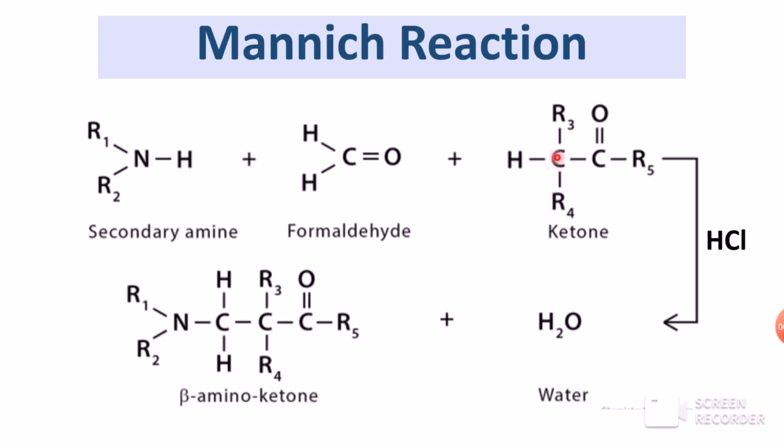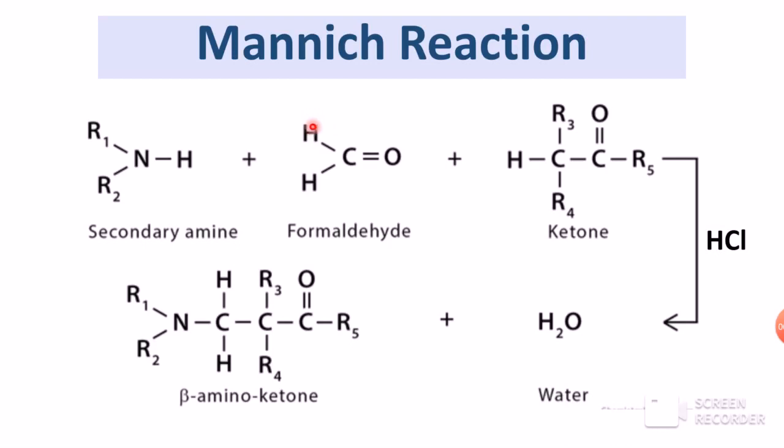When this ketone reacts with formaldehyde and a secondary amine, one hydrogen from the ketone, one hydrogen from the secondary amine, and one oxygen from the formaldehyde form a water molecule, and the remaining parts join or condense. So the remaining part is this part only.